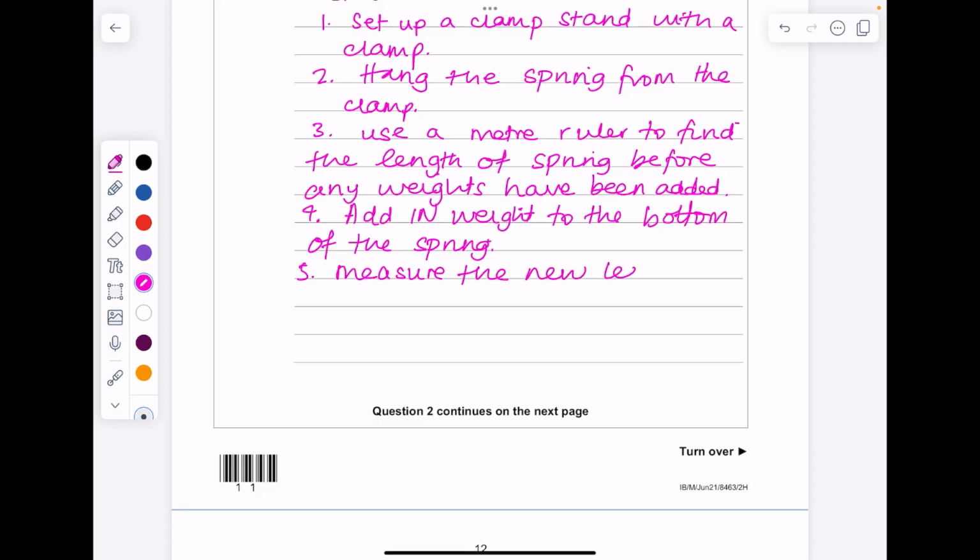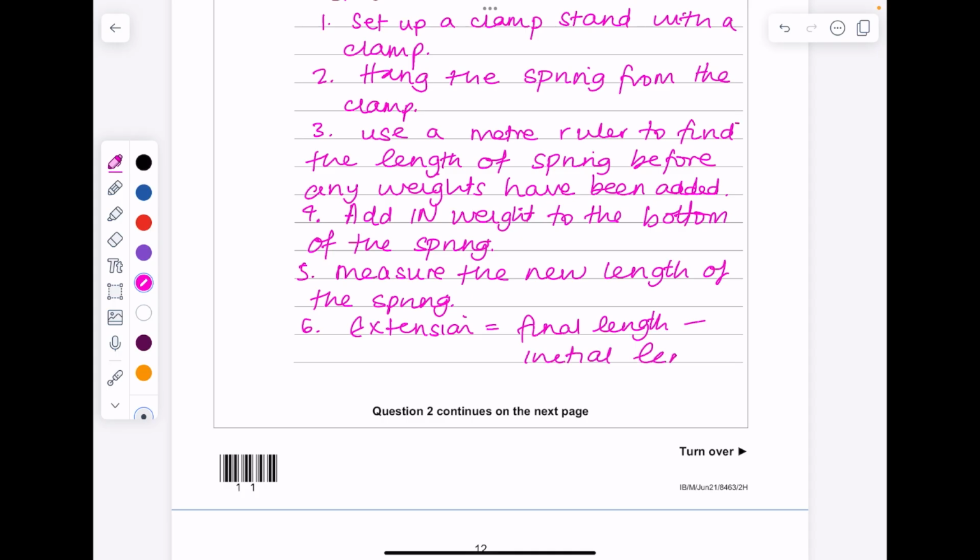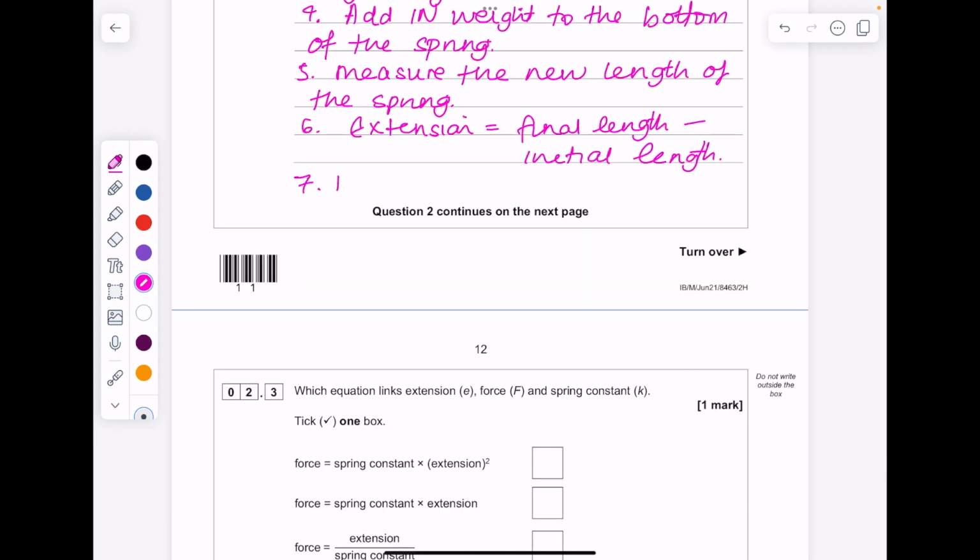length of the spring. To measure the extension of the spring, we want to do final length minus initial length. And then repeat for 2 newton, 3 newton, 4 newton and 5 newton weights.